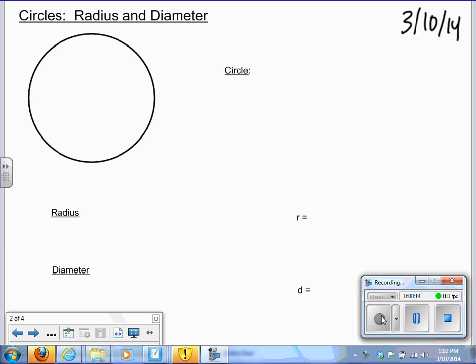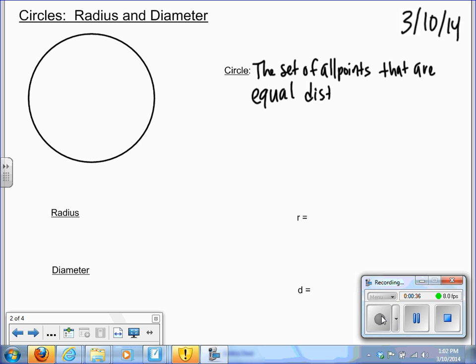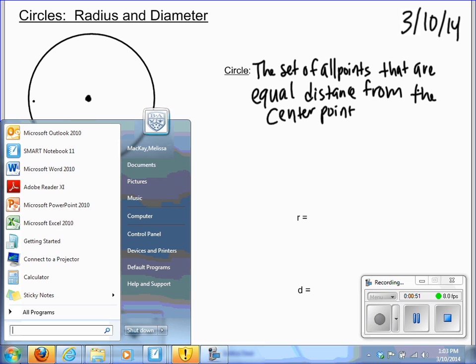The first one is circle. Okay, the definition of a circle is the set of all points that are an equal distance from the center point. Okay, all right.